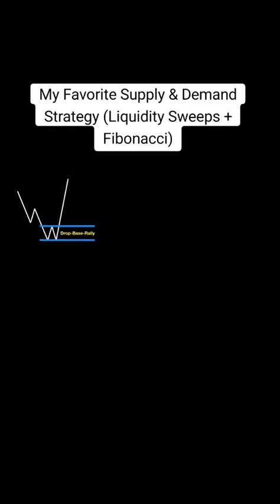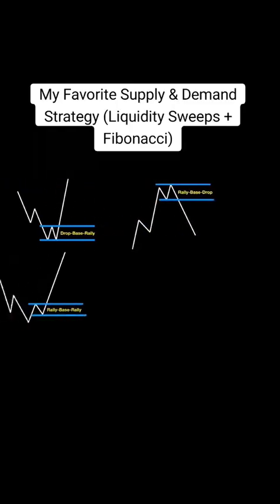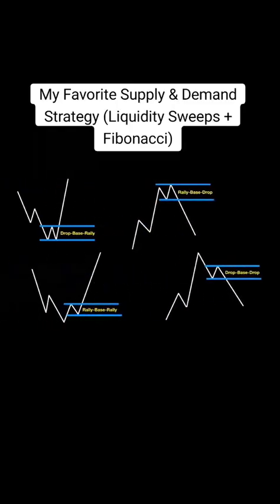Supply and demand zones don't just appear randomly, they form in recognizable patterns. And if you want to trade like smart money, you need to master these 4 key formations. Let's start with one of the most powerful, the drop-based rally. This is not just a bullish reversal, it's a signature move by institutions.